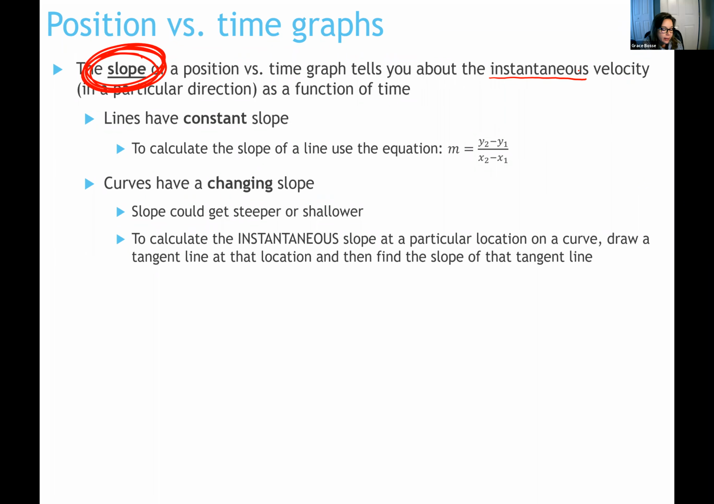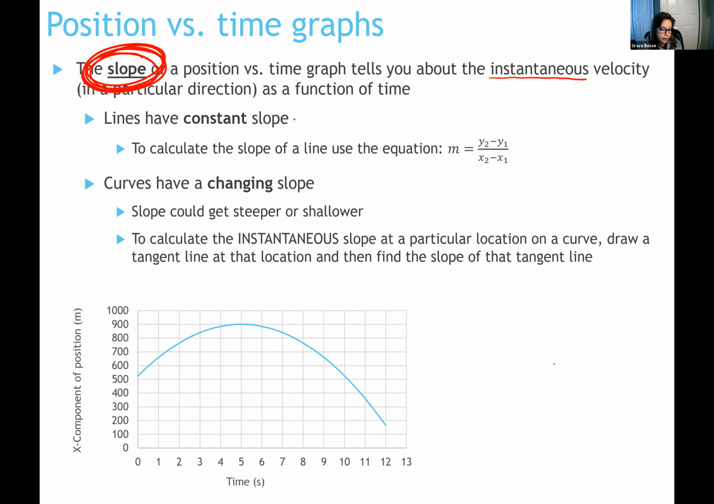So just remember, lines have a constant slope. So if your graph is linear during some time interval that you're investigating, then that graph is going to have a constant slope. And you can just use the equation for slope to calculate that velocity. If your graph has curvature, though, then that means that the slope is changing, which means that the velocity is changing. So you need to be a little bit more careful. You can't calculate the slope of a curve. What you can do, though, is calculate the instantaneous slope of that curve at one instant in time.